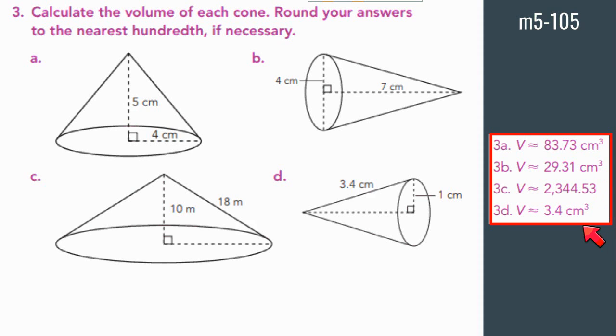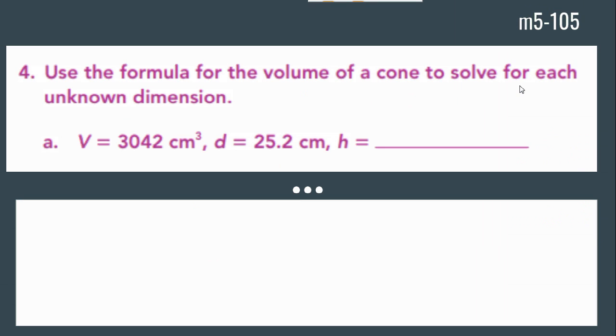Everything else was just centimeters cubed. All right, so let's go down to question number 4. So this one's a little bit different. Again, you're going to help me out and read the next word when I stop. So 4 says, use the, one more time, we need everybody, use the, for the volume of A, to solve for each unknown dimension. One more time, say dimension.